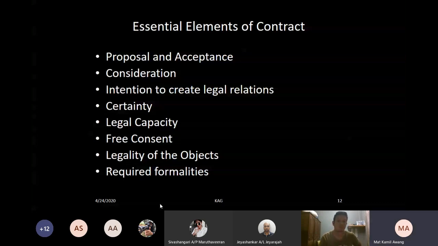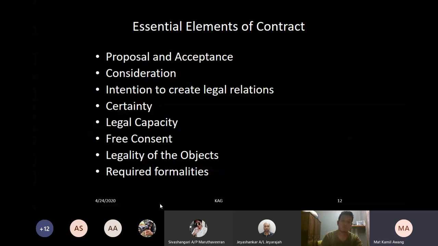Legality of the object. The object that you want to buy, for example, must be legal. You cannot have a contract for selling and buying drugs. Cannot. You cannot have a contract for prostitution. It's illegal. Prostitution is illegal. Therefore, the contract is also illegal.